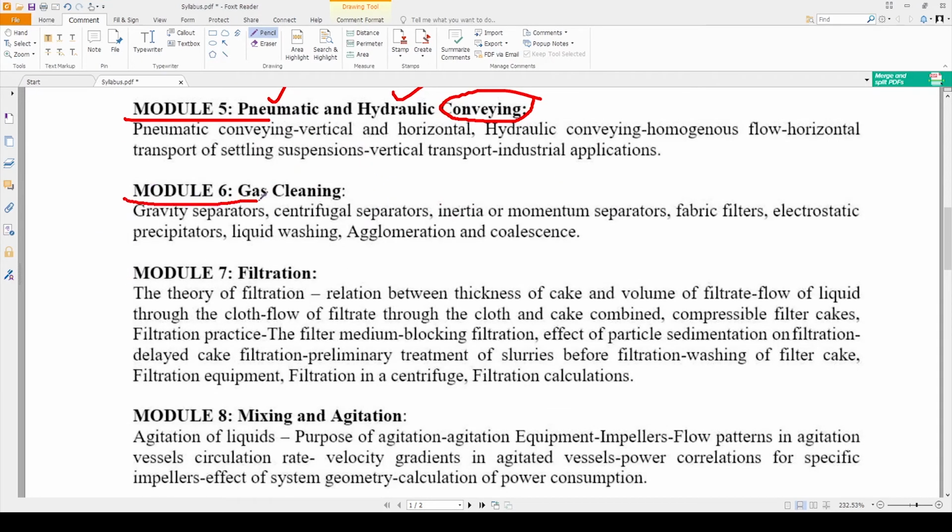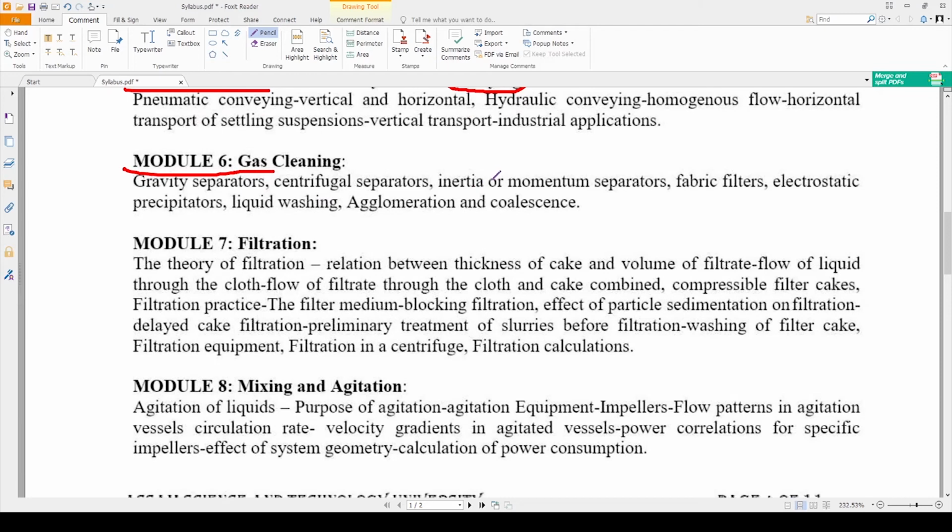In module 6, we'll be studying gas cleaning. Gas cleaning in the sense, nowadays, there is a lot of pollution. So how to clean this polluted air, how to clean dusty air. In this gas cleaning, we'll study some of the methods to clean dirty or polluted air. We have so many methods. We have gravity separators, centrifugal separators, etc.